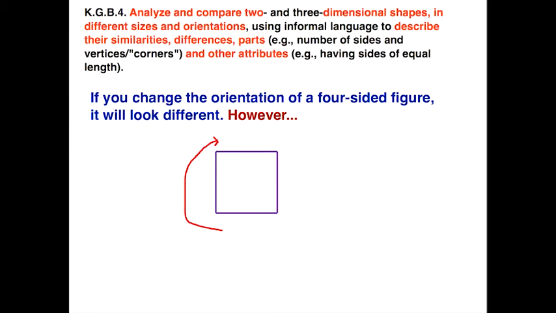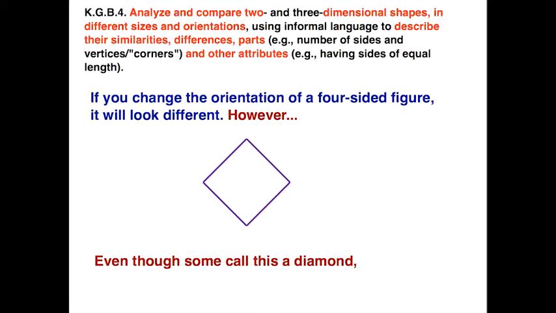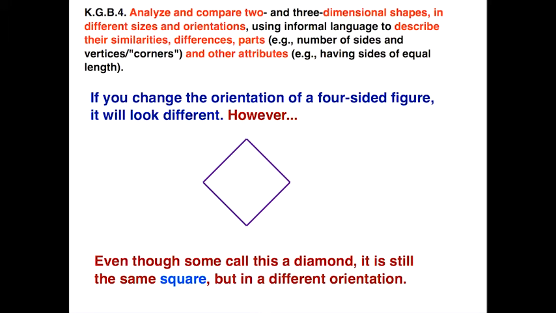Let's start off with a square and rotate it clockwise to where then we're in this position. Even though some call this a diamond, it's still a square. It's just in a different orientation. So that is one danger of introducing new terminology like diamond. It's still a square. The only difference is that it's not in the typical orientation that you see most squares.